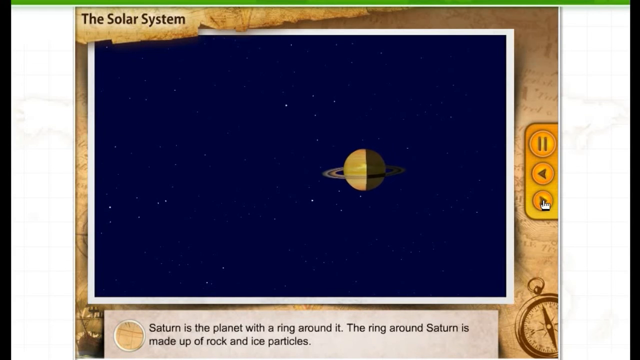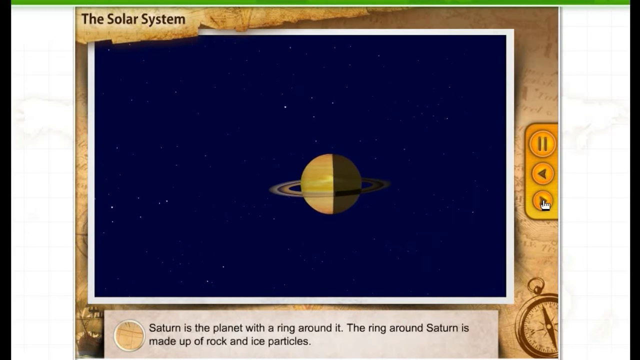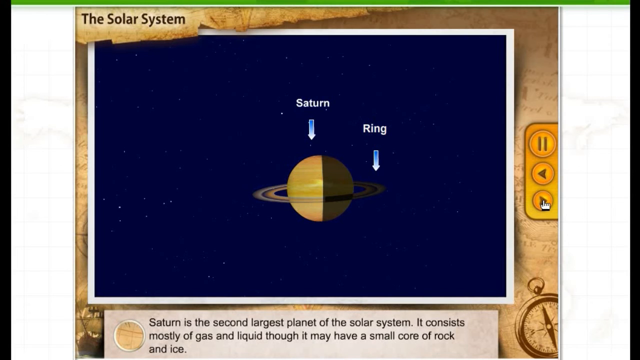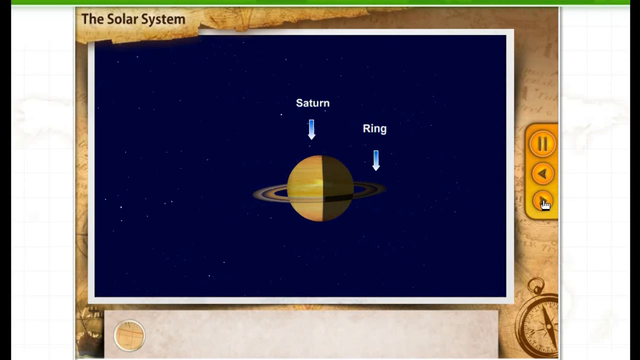Saturn is the planet with a ring around it. The ring around Saturn is made up of rock and ice particles. These particles range in size from tiny specks of dust to the size of a house. Some particles can even be as large as a few kilometers wide. Saturn is the second largest planet of the solar system. It consists mostly of gas and liquid, though it may have a small core of rock and ice.